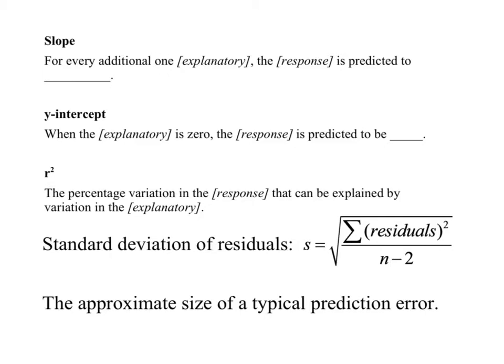Again, that standard deviation of the residuals, we always said the standard deviation is the typical difference between a data point and the mean. Well, this is the typical difference between the line and the actual points. So we call that the prediction error.